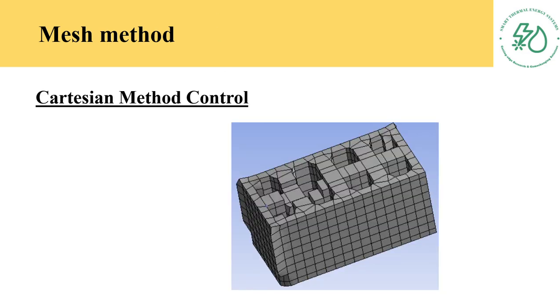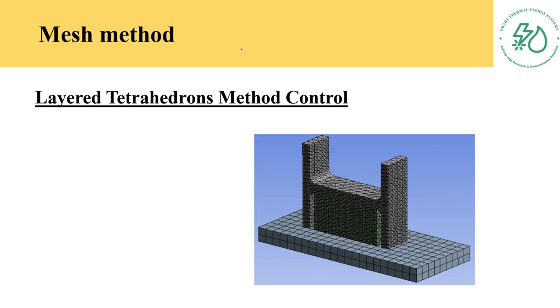The Cartesian method creates unstructured hex mesh of mostly uniform size aligned to the specified coordinate system and fits it to the geometry. And the layered tetrahedrons method control: the layered tetrahedrons mesh method creates unstructured tetrahedral mesh in layers based on a specified layer height, as you can see in this picture, and fits it to the geometry.